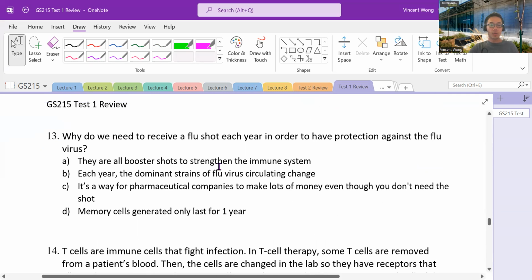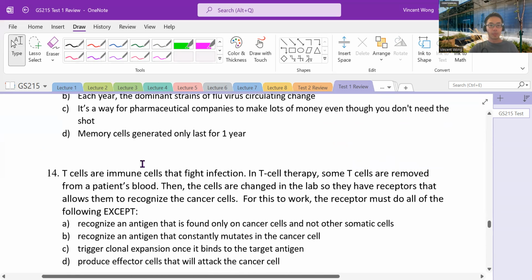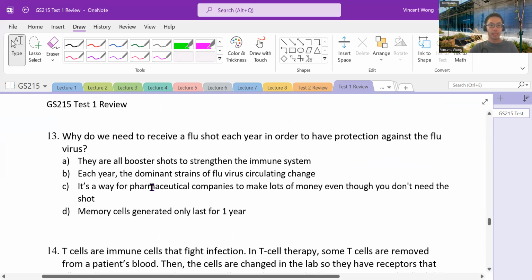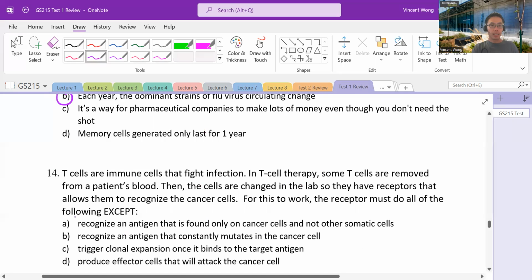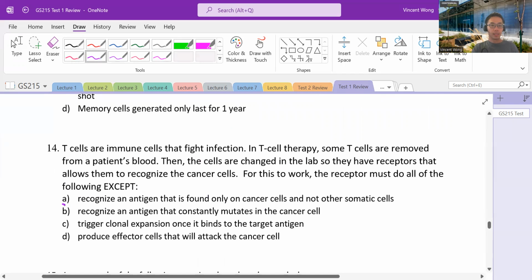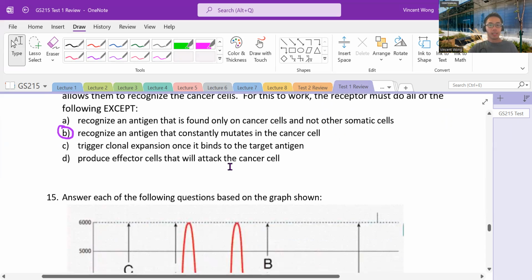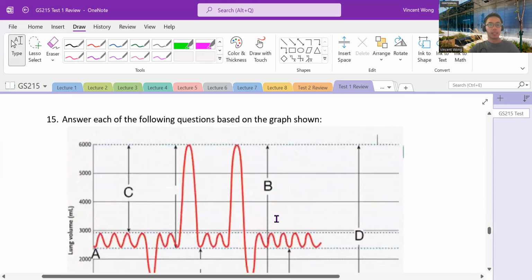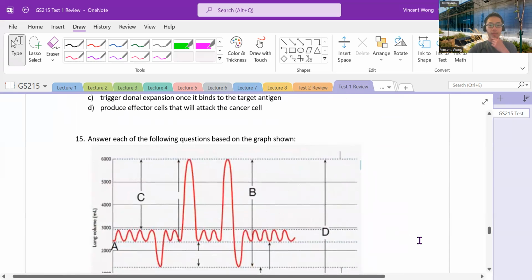I think we did these questions already during the poll, so we're not going to go through them again. I will just circle the answer for you, right? B here and B here. Okay, we did this already in the polls during that lecture. Okay, number 15. Answer each of the following questions based on the graph shown.